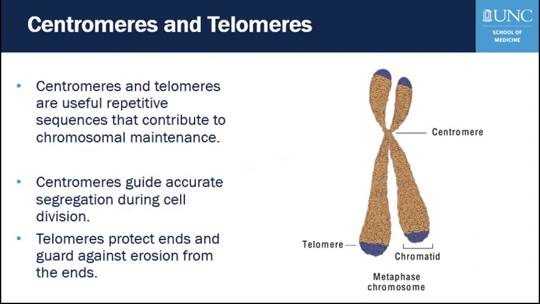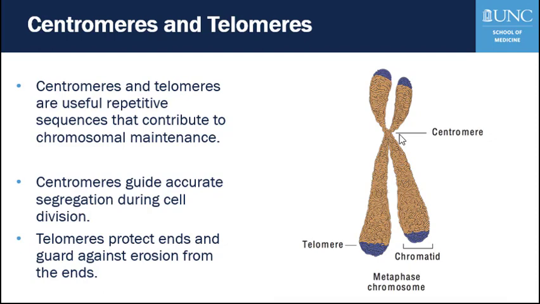So in addition to DNA repair, a couple of other processes contribute to the proper maintenance of chromosomes within cells. And they are the segregation of chromosomes during cell division, and that relies on a structure called a centromere, and the protection of the chromosomal ends, which relies on telomeres. And so this image is of a chromosome in metaphase that has been duplicated. So there are two sister chromatids with the centromere joining them and purple telomeres on the end of each chromatid.